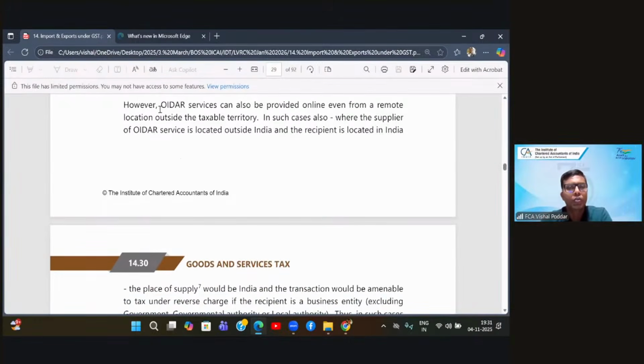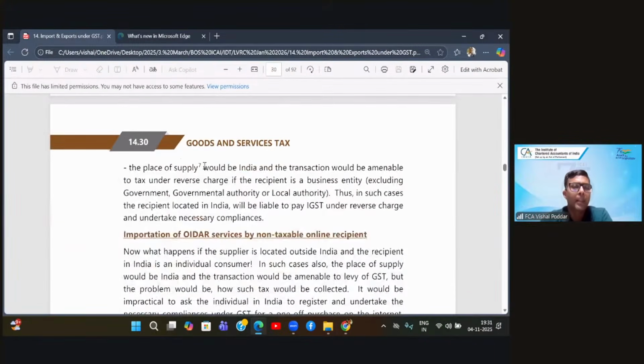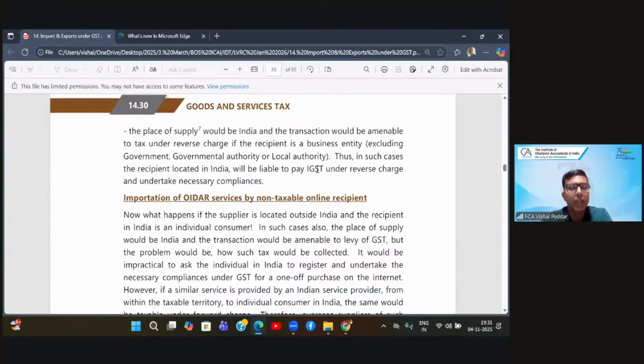In such cases also, where the supplier of online services is located outside, the recipient is located inside, and the place of supply is in India, the transaction will be liable to tax under RCM if the recipient is a business entity excluding government, etc. Thus, in such cases, the recipient located in India would be liable to pay IGST under RCM and undertake necessary compliances. So if the recipient is a business entity, RCM triggers.